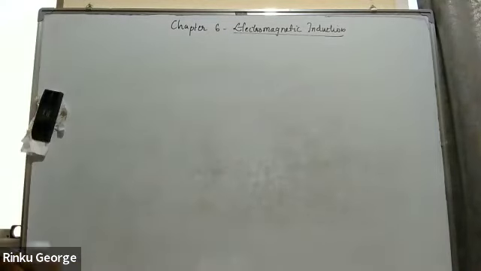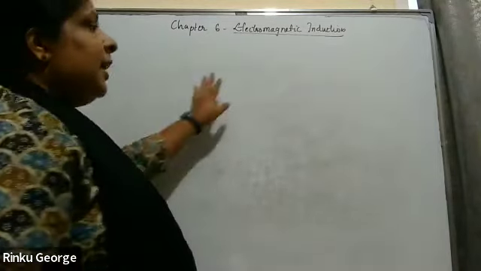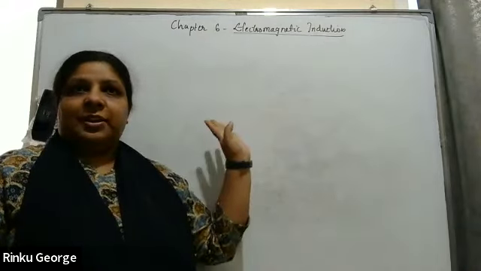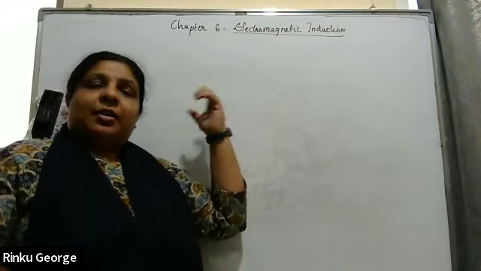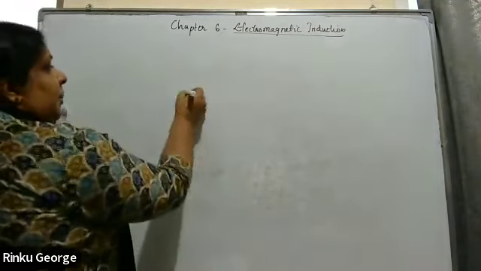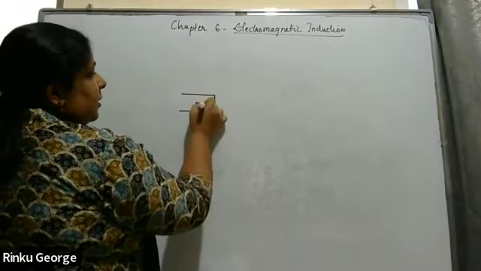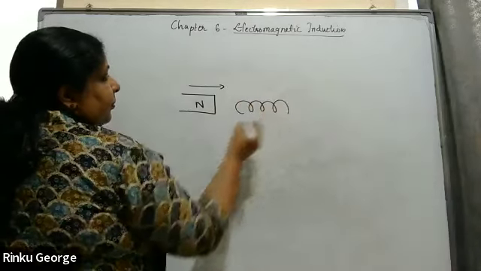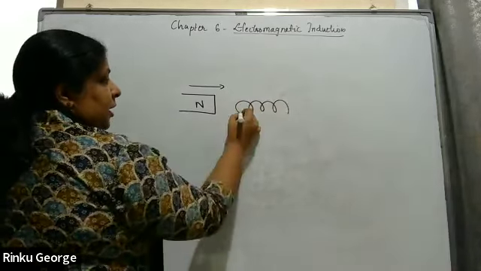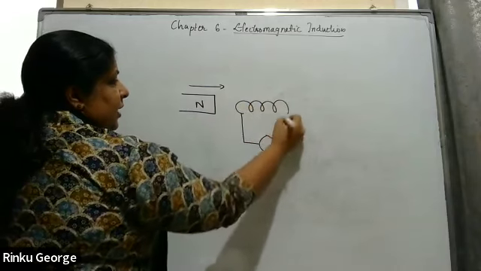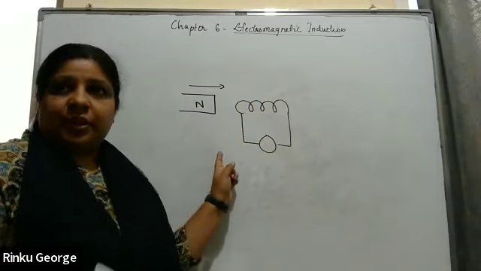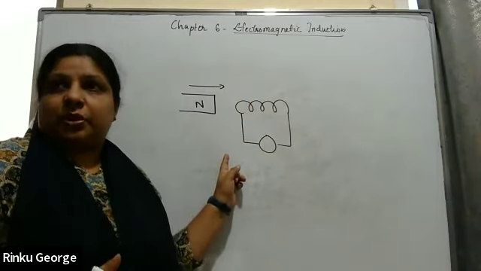Done, right? Now I'll just explain the diagram. I'll draw four diagrams, just to explain this point. So this is a north pole coming towards a coil. As I told you, if the north pole is coming towards, current will be produced. EMF will be produced and current will be induced.